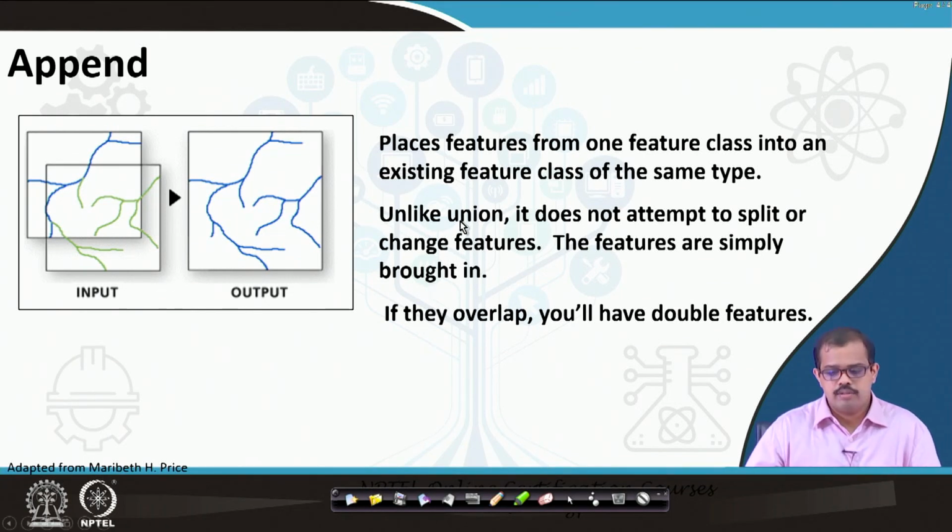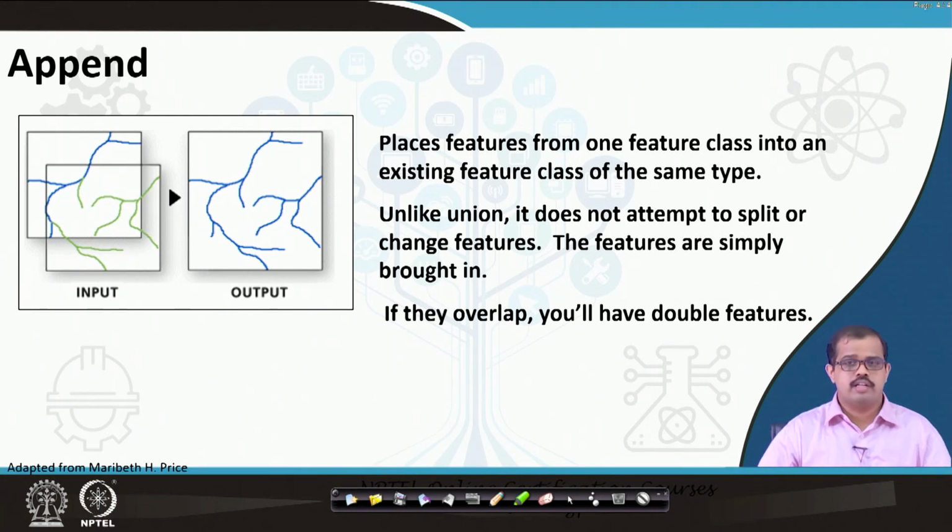Append, unlike union, does not attempt to split or change features. The features are simply brought in. It is like copy paste. Union looks at commonalities between both layers, but here it is just a copy paste thing. It copies from one layer to the other layer and pastes it.